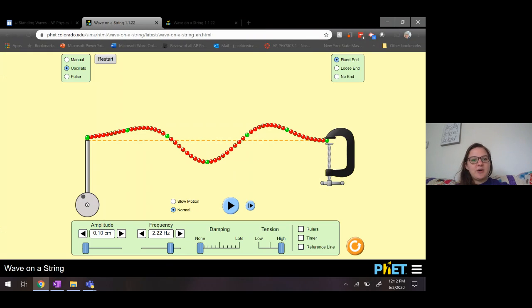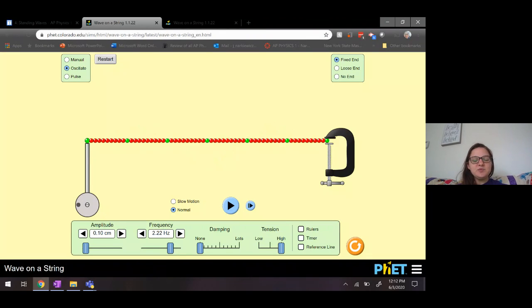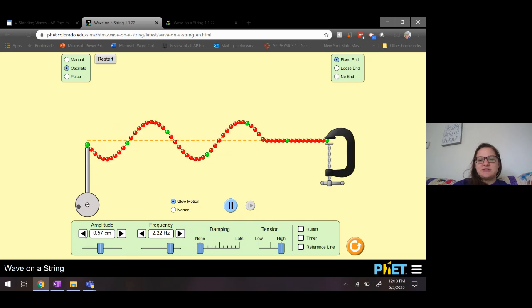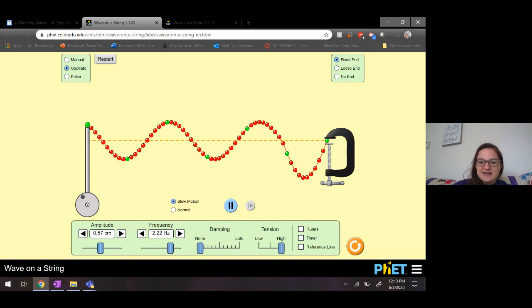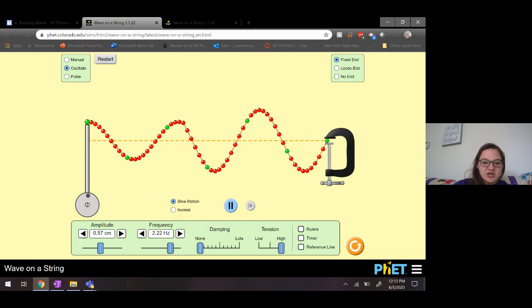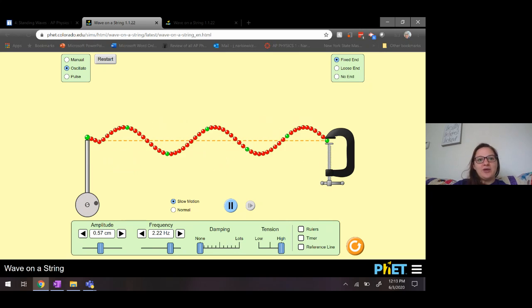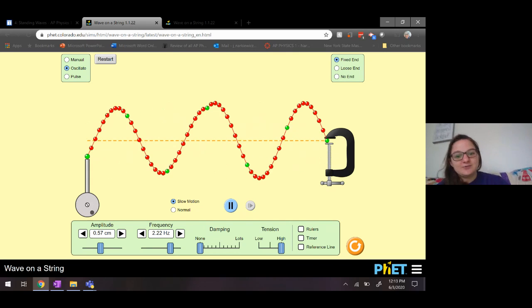So let me go back to this. Let me restart it and go in slow motion. Watch what happens. We send the wave down. Let me do a slightly larger amplitude. So we send the wave down. Here's our original wave. Now we're still creating that wave. As that wave reflects, it starts to interfere with the wave that's being sent down.